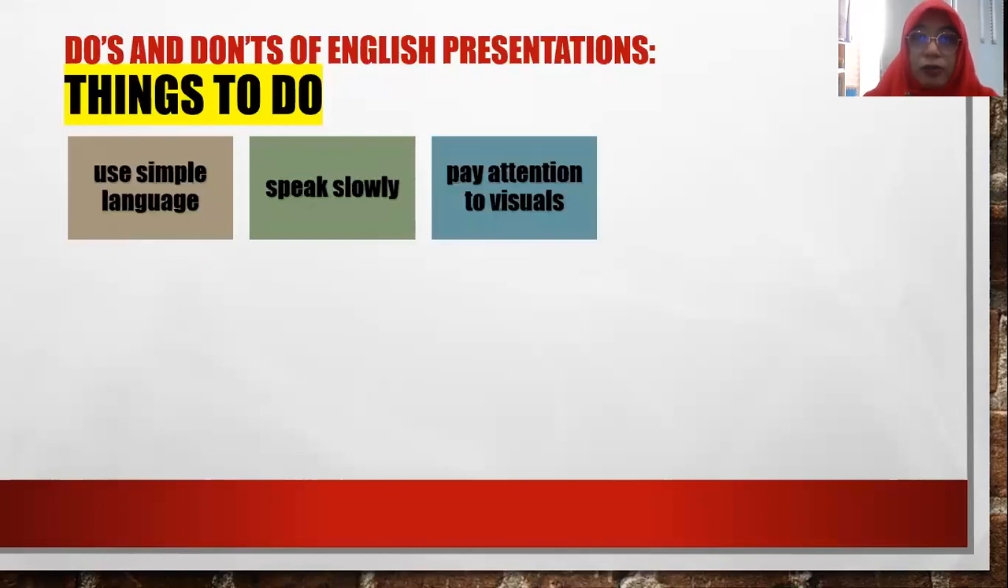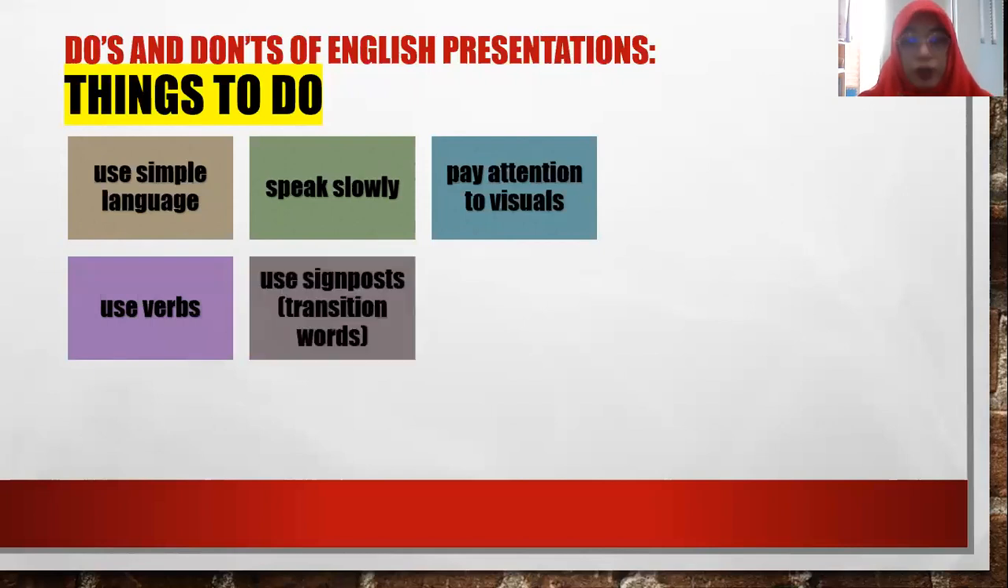So pay more attention to visuals, different from the way you speak. Even if you speak and make mistakes, it's okay. But for visuals, try to make sure there are no mistakes, because the audience will catch it right away and it will ruin their concentration if they see a lot of mistakes. Okay. The next one is use verbs.